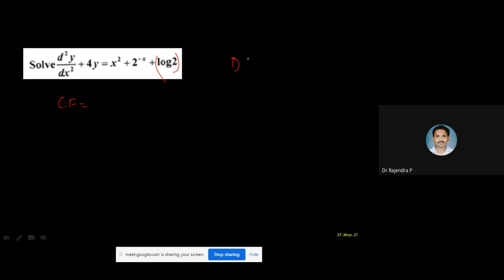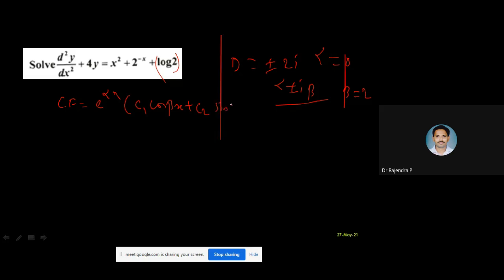What are the roots? D values are plus or minus 2i, right? Yes or no? Plus or minus i beta form. What is the alpha value? 0. The beta value is 2. Right? So e power alpha x, when the roots are complex, the form is like this: C1 cos beta x plus C2 sin beta x. Have you remembered this formula? Therefore, e power alpha x, that is e power 0x, is 1, C1 cos 2x plus C2 sin 2x.